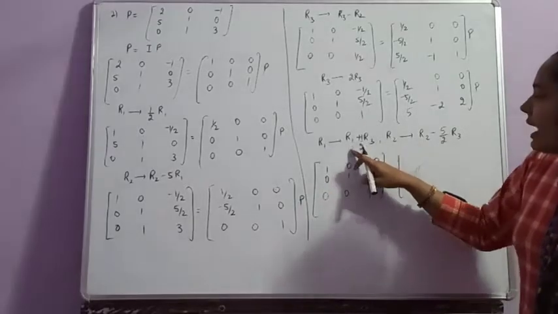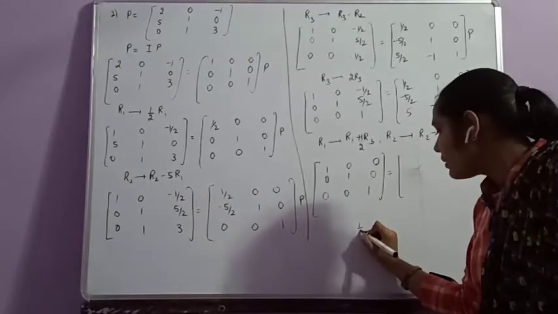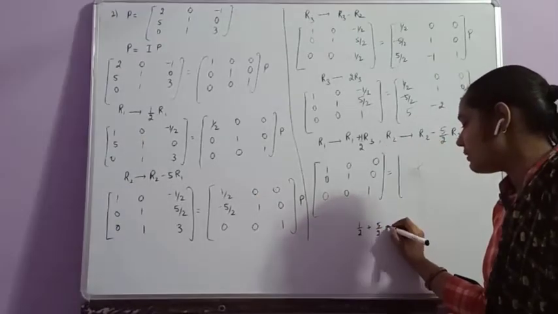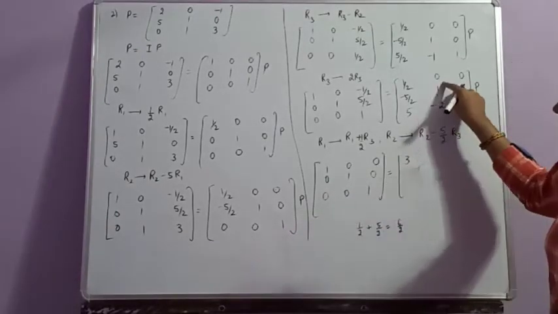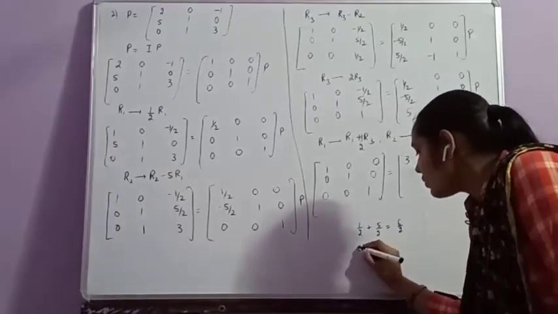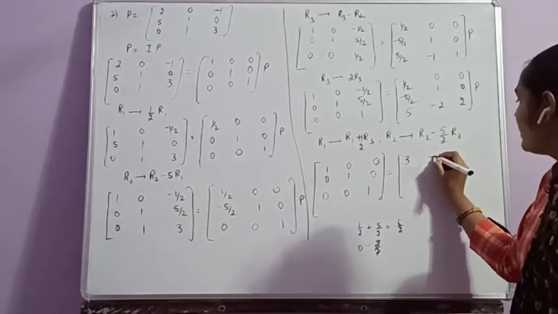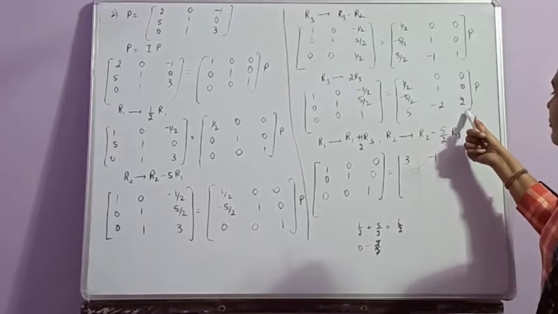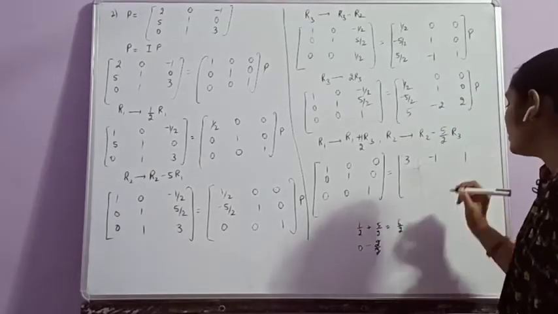On the first row, R1 plus half of R3: 1 by 2 plus half of 5 is 5 by 2, so that is 6 by 2, which is equal to 3. Clear? Then 0 plus half of minus 2, that is 0 plus minus 2 by 2, which is minus 1. Next is 0 plus half of 2, that is 0 plus 2 by 2, which is 1. So it is equal to 1.